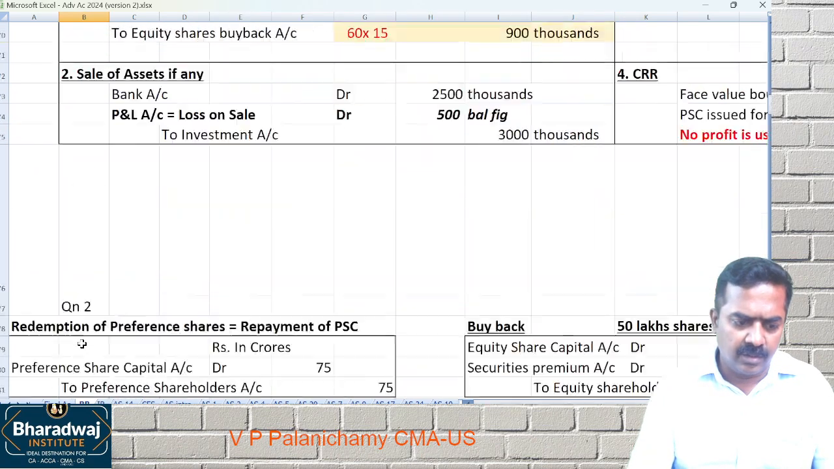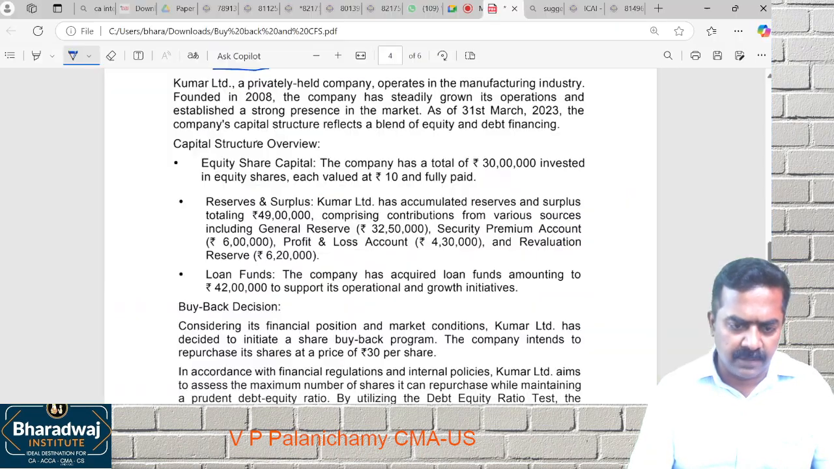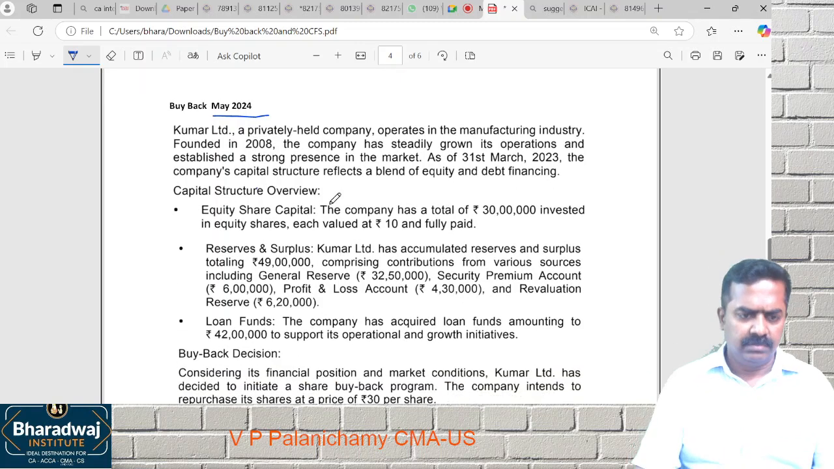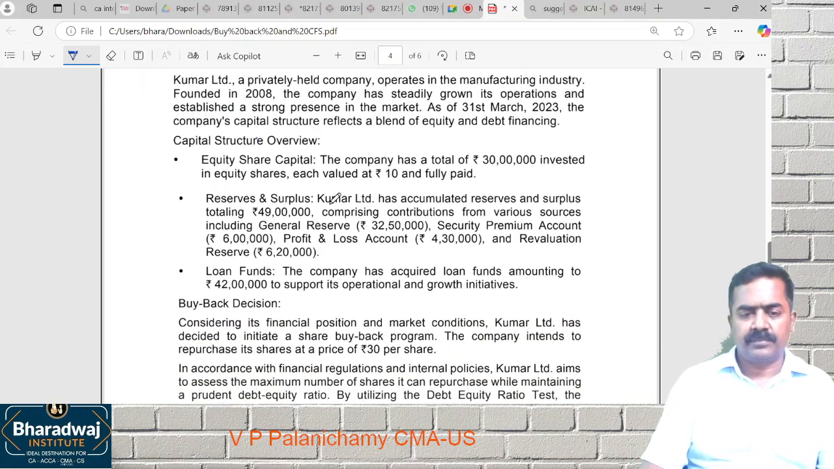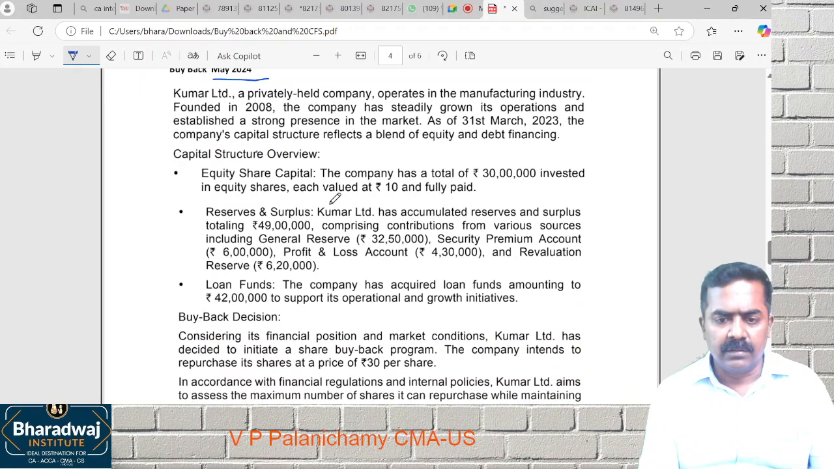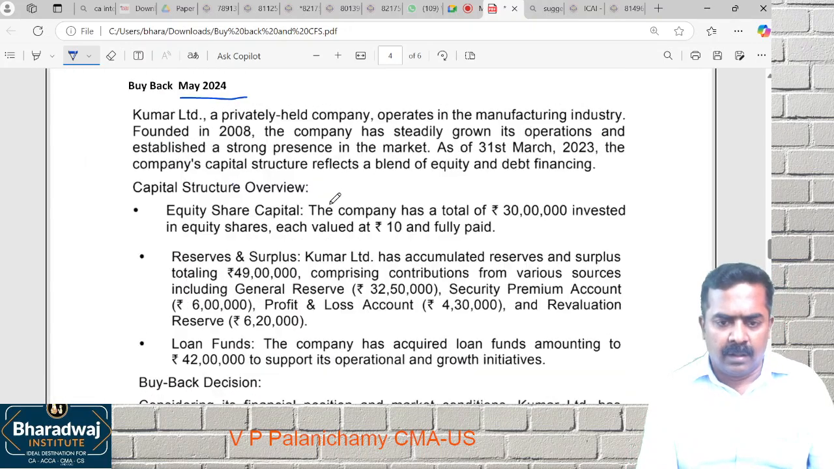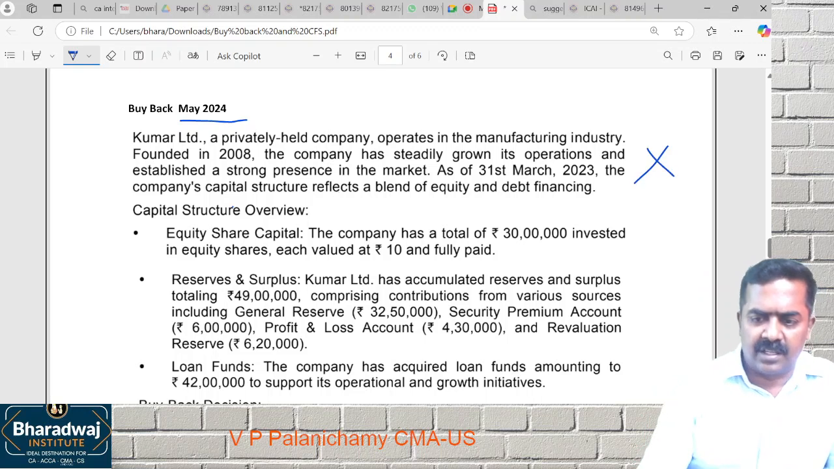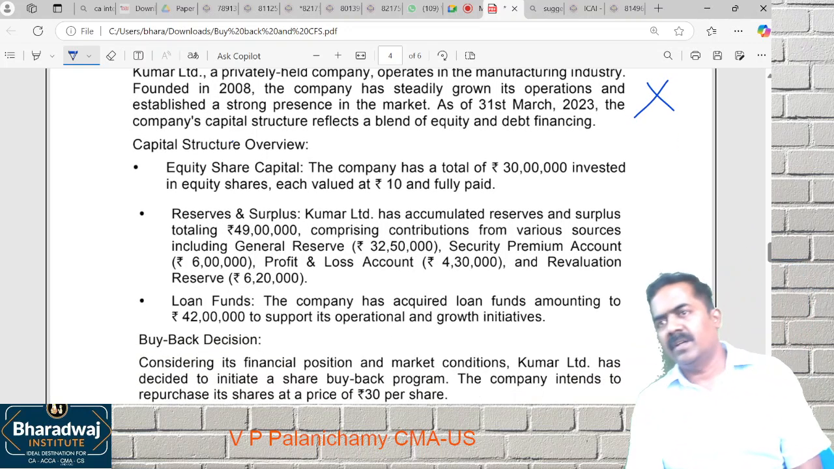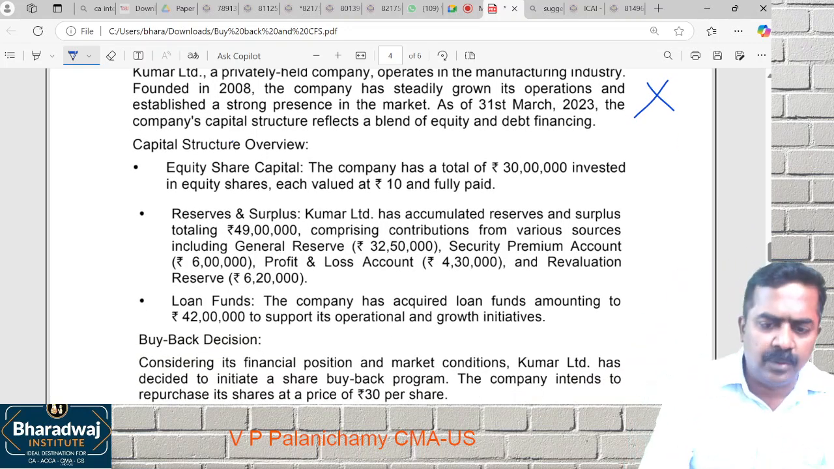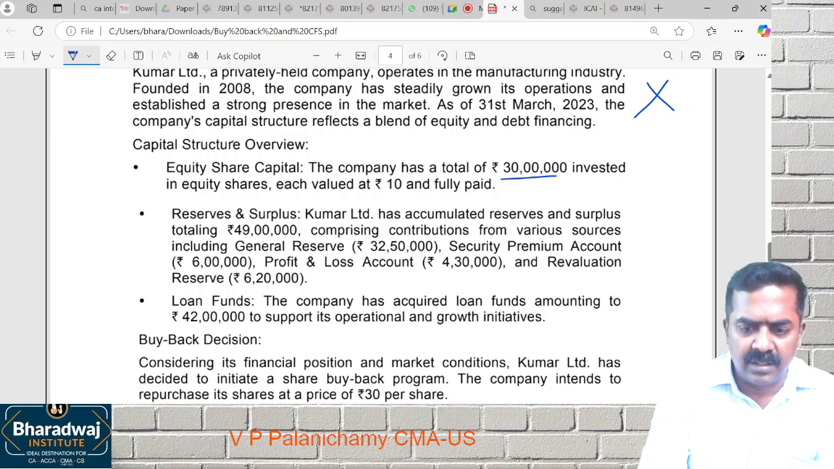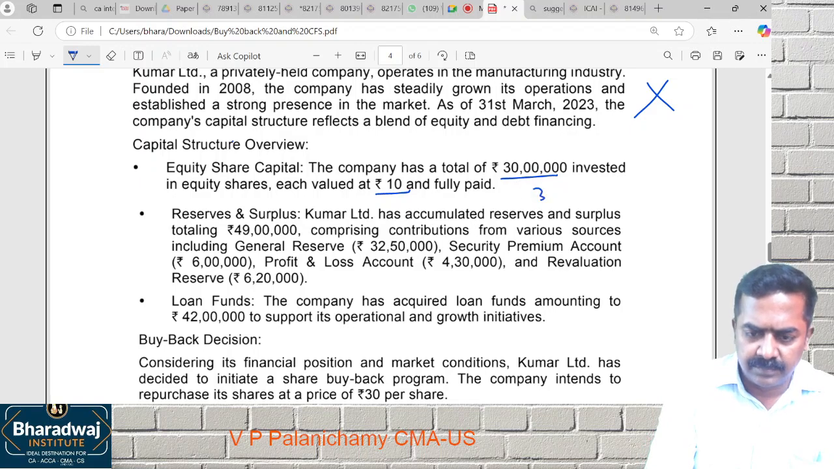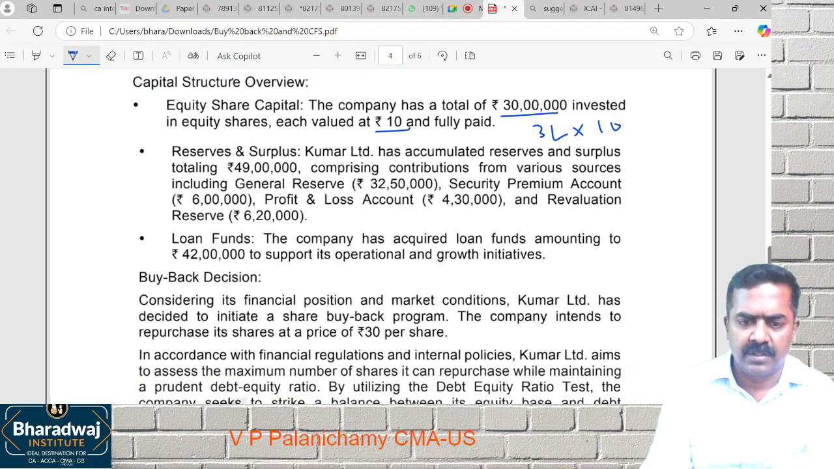Okay. Now come back to the question. Which question? This Kumar Limited question. Read the question. The first paragraph is not required, just a story. Equity share capital 30 lakh, 10 rupees each. So how many shares are there? 3 lakh shares of 10 each.